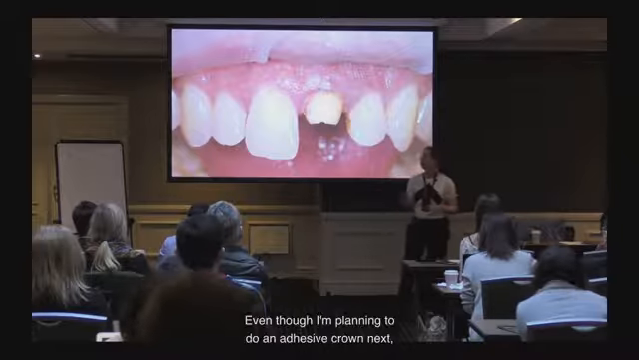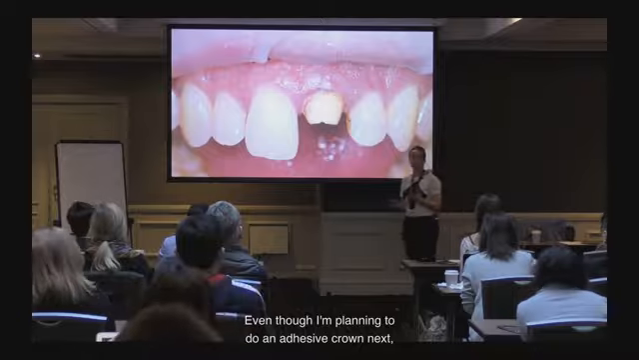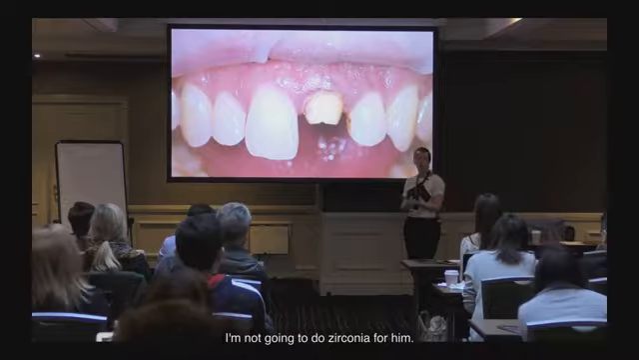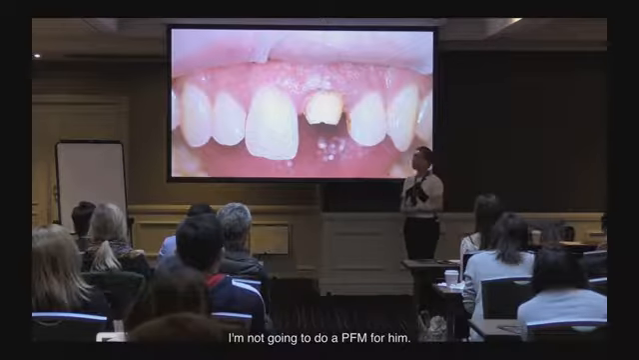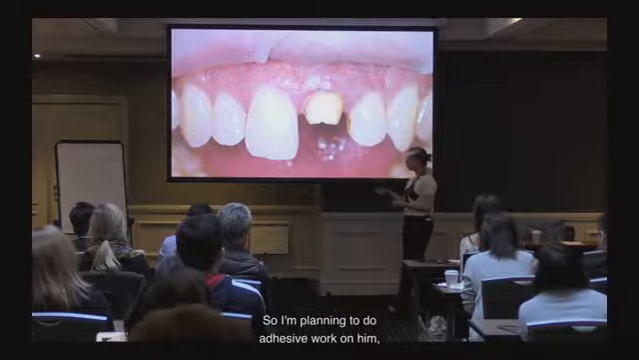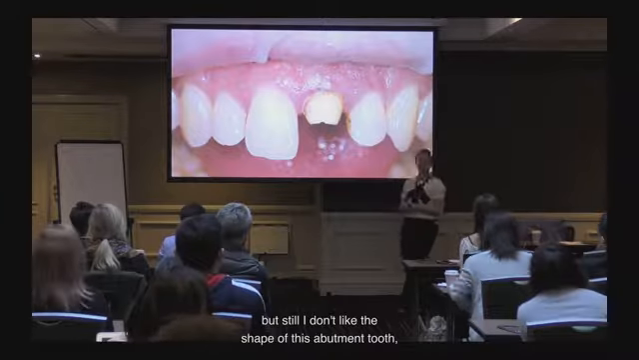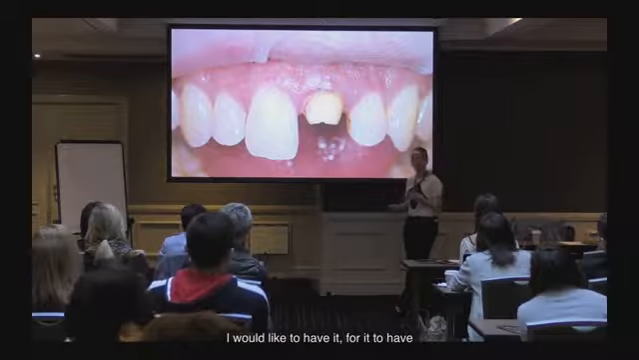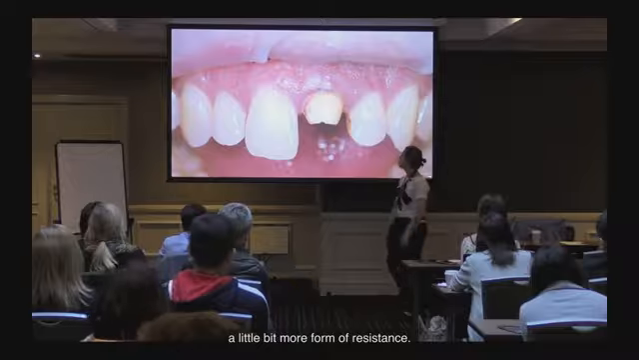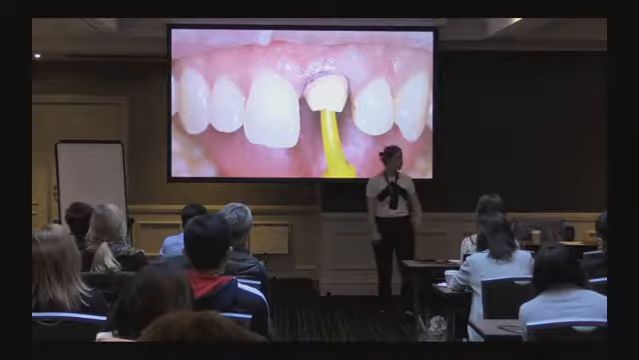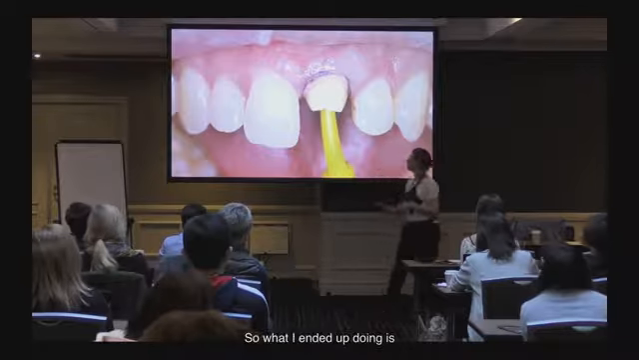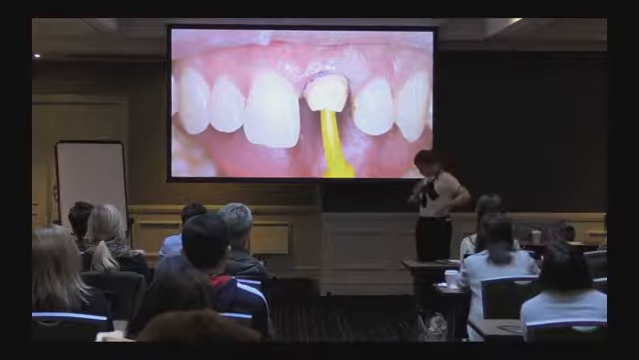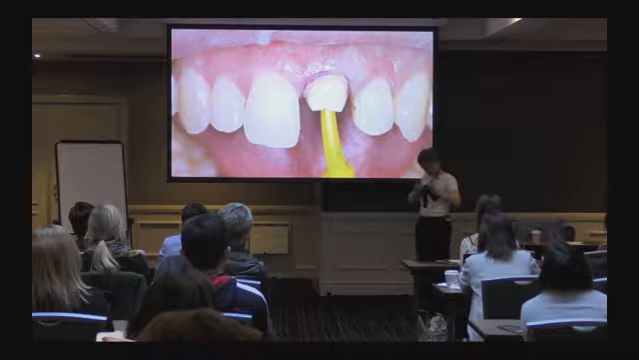Even though I'm planning to do an adhesive crown next, so he's young, his teeth are bright, I'm not going to do zirconia for him, I'm not going to do a PFM for him. I'm planning to do adhesive work on him, but still I don't like the shape of this abutment tooth. I would like it to have a little bit more form of resistance. So what I ended up doing is kept the access cavity for the, I apologize for that.